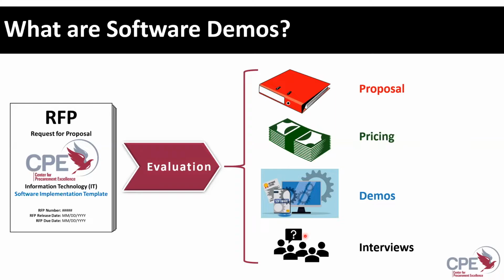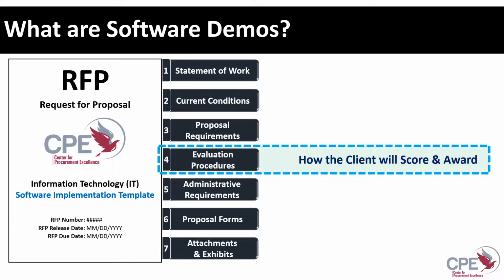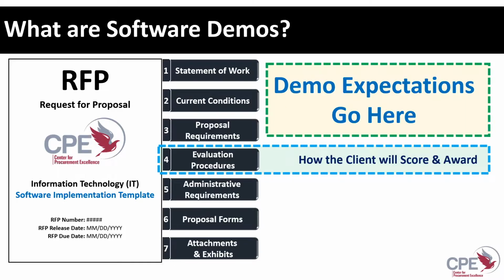So as part of your evaluation process, looking at the major competitors, typically demonstrations are one major part of that evaluation process. That's what we're talking about here. When you look at the CPE structure for an RFP, so our 7 sections of a typical RFP, really where you're publishing the demonstration items is in section 4 with your evaluation procedures, which is, here's our expectations for the demos. Here's how we're going to structure them. Here's how we're going to evaluate them. And how is it going to factor in to our overall selection and award process?